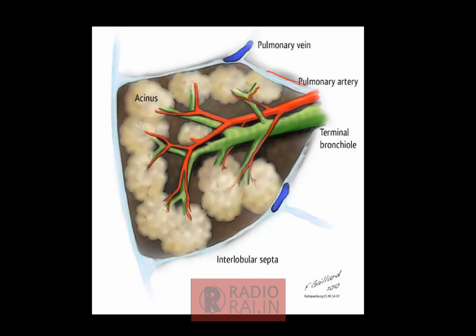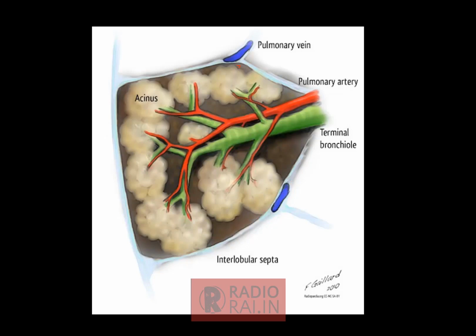If you see outside this, there is an interstitium present here. Now this interstitium will be containing the veins. So whenever we have to separate the secondary lobules, we have to dissect along the vein. Veins are present in the interstitium, the septum, and the bronchus and the artery are present in the middle of the lobule.